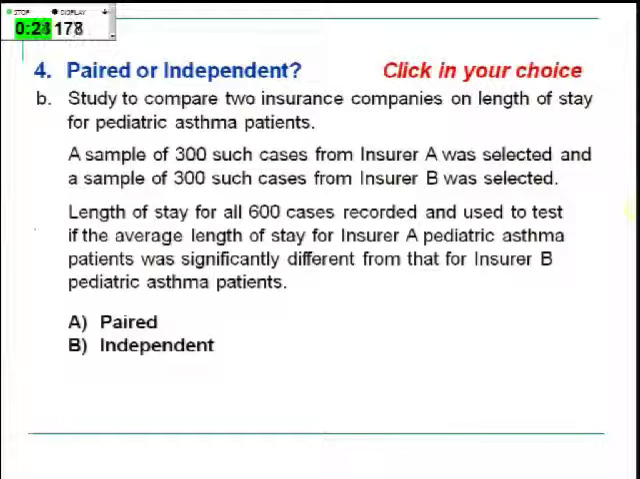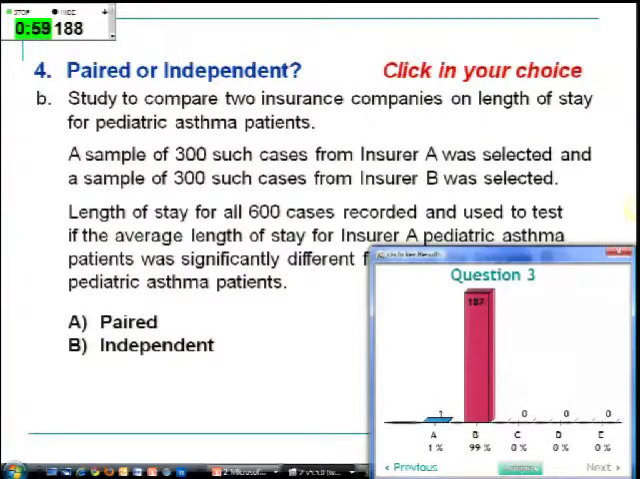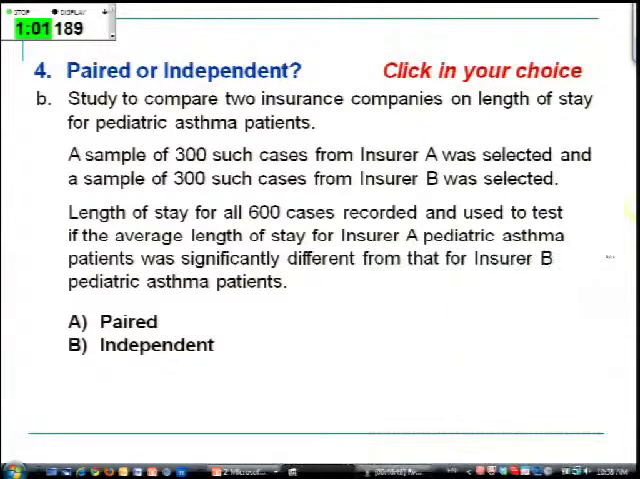I like to put things in 3s so that reading through the description, we're measuring how long they had to stay in the hospital. Pediatric asthma patients. Comparing 2 insurance companies, because your insurance sometimes dictates how long you end up staying. Now, most of you are, again, doing very well. It is the other case. It's independent. There are 2 separate samples of 300.